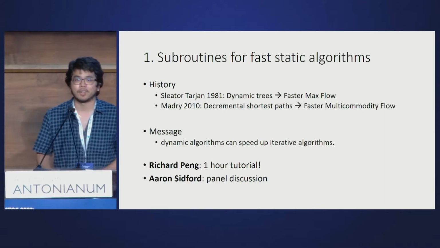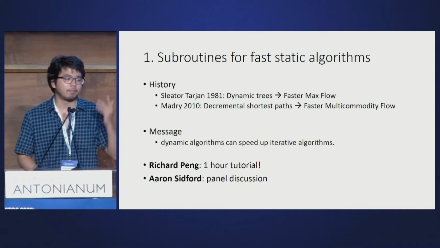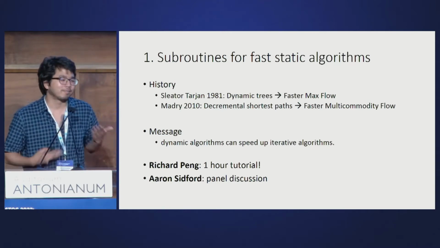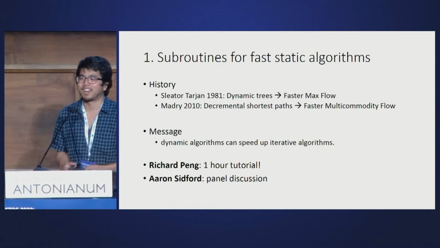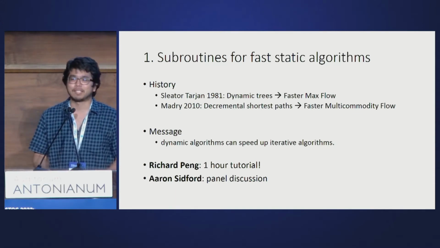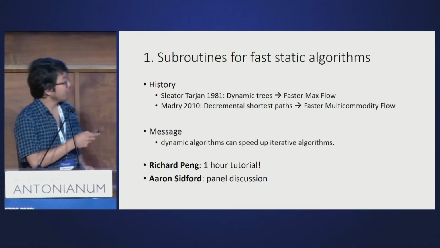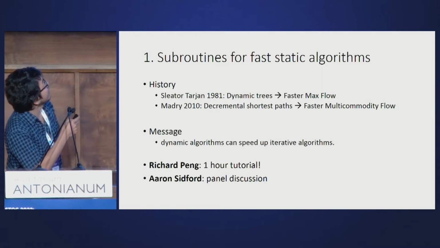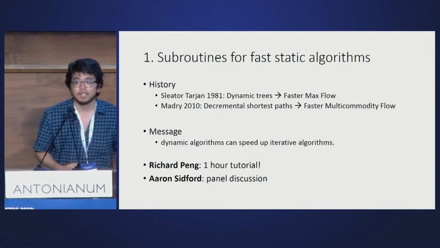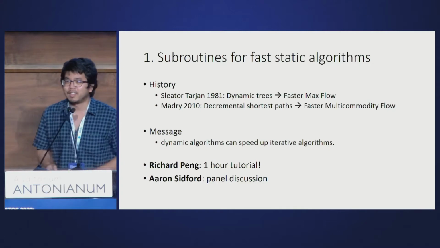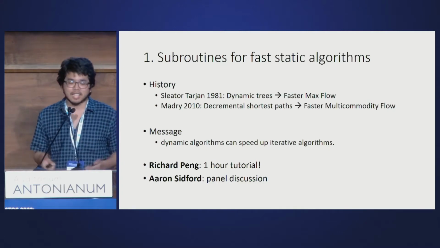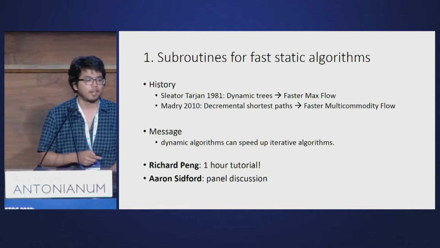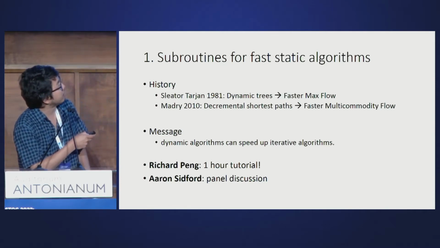And as Sayan told you, one of the first applications, actually one of the first motivations to get dynamic algorithms, is to get faster max flow. And this is by Sleator and Tarjan 40 years ago. And actually, something like 10 years ago, it became even more clear that really trying to get fast dynamic algorithms in general graphs and not just on trees is going to give you faster flow algorithms.